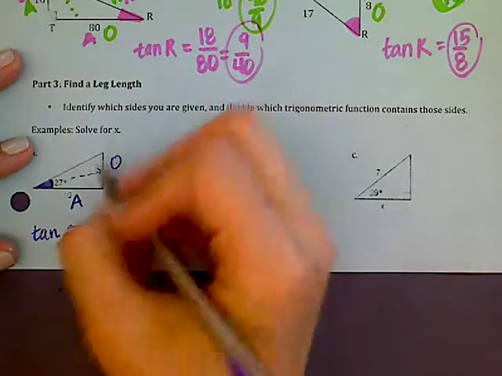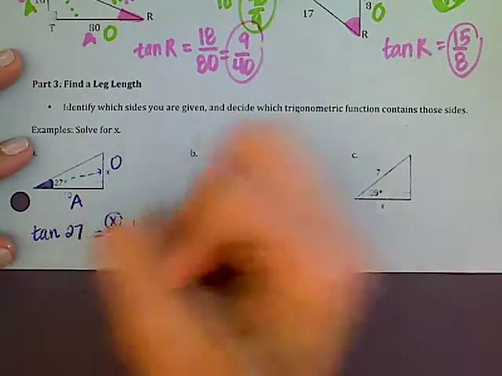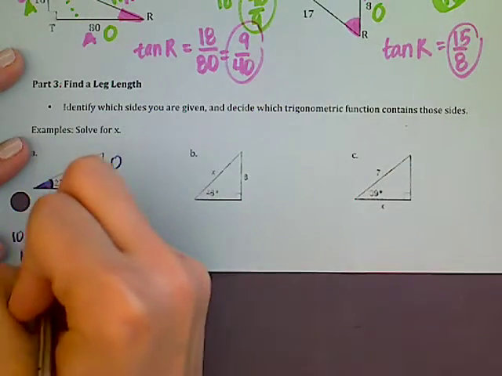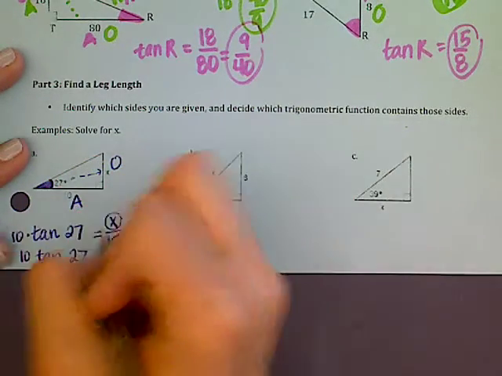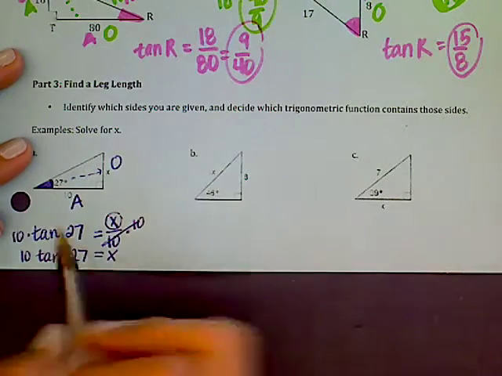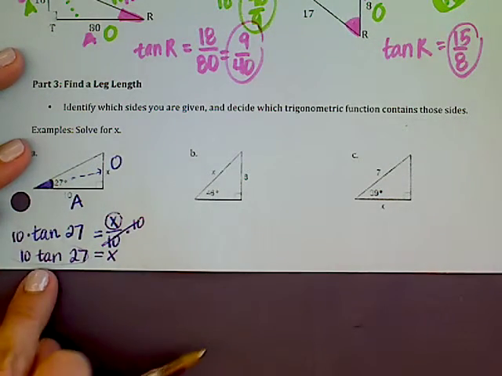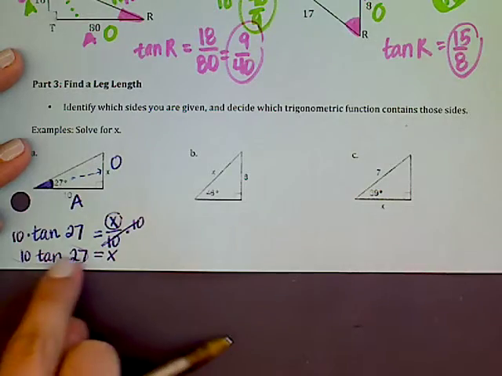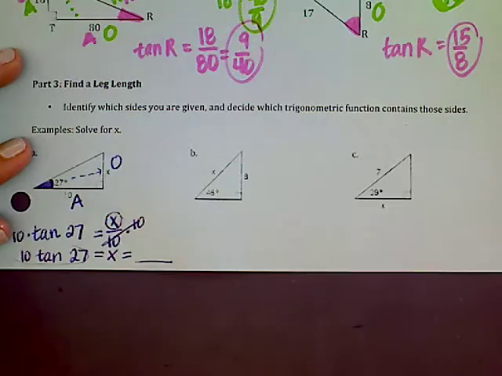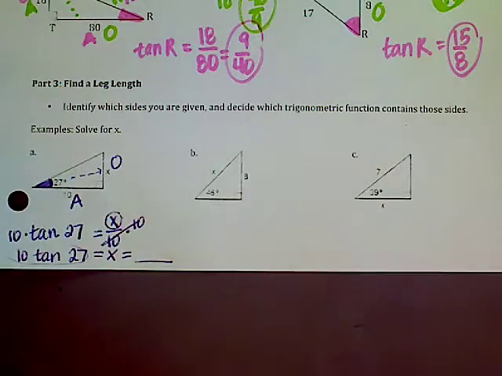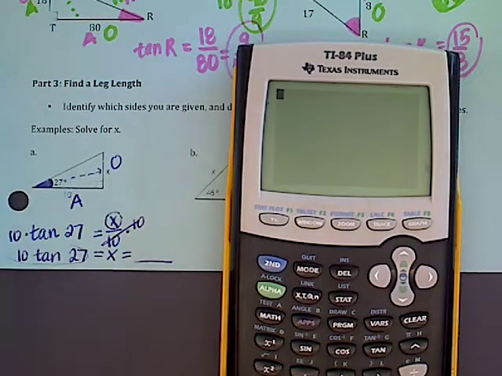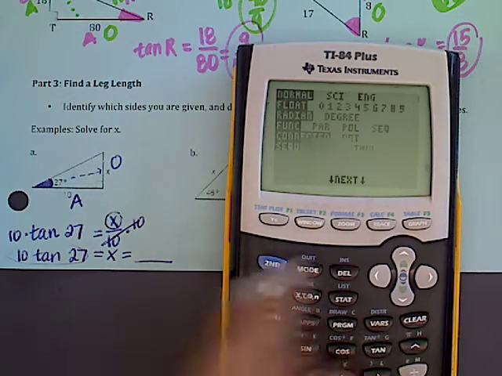What we would do to get x by itself is multiply by 10 on both sides, and we'd be left with 10 tangent 27 equals x. Now we need to figure out what this value is because this means nothing to us right now. Tan 27 is just a number, and we're actually going to use our calculator to get an actual numerical value for x. Now there's one really important step before you do that. You need to go to your graphing calculator and select mode right next to the second button.